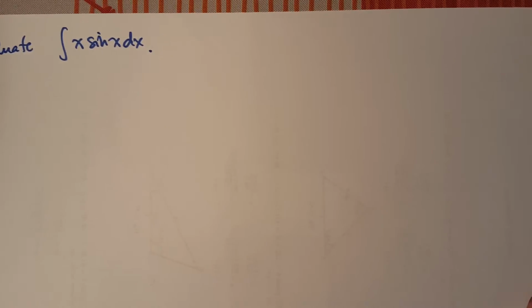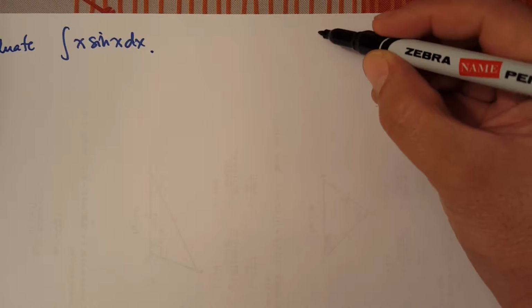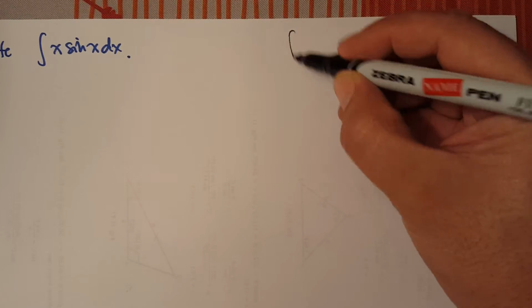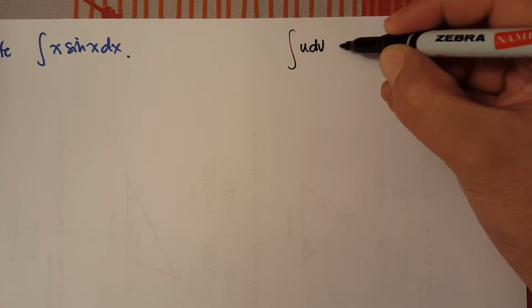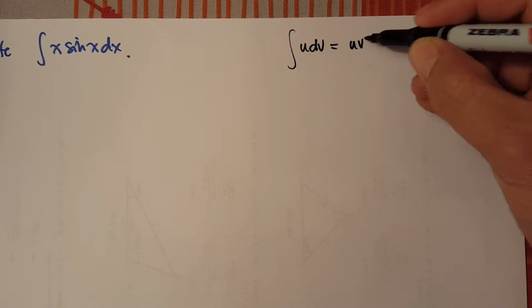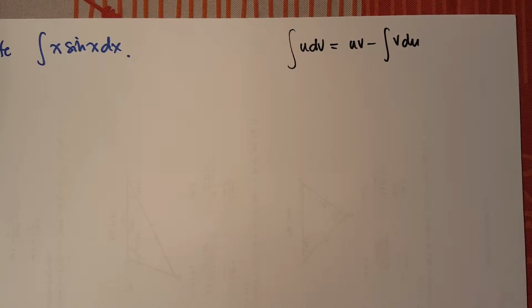So first, let us recall, what's the formula for integration by parts? Now recall that the integral of u dv is equal to uv minus the integral of v du.